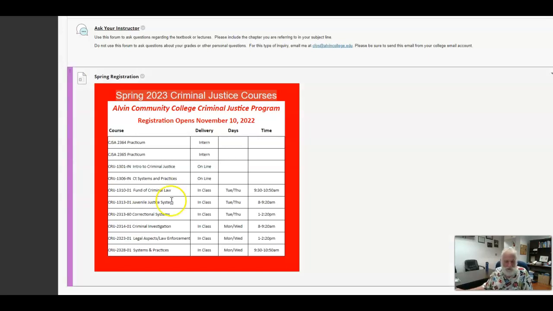As far as the face-to-face classes, on Tuesdays and Thursdays at 8 a.m., we've got the juvenile justice system. And then at 9:30, we've got a class you don't need, because it's Fundamentals of Criminal Law, and you're all taking that right now. Then Tuesday afternoons, we've got the correctional systems course. And then Monday and Wednesday, starting at 8 a.m., we've got criminal investigation.